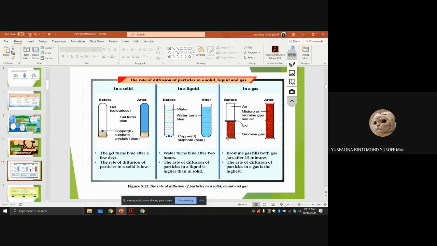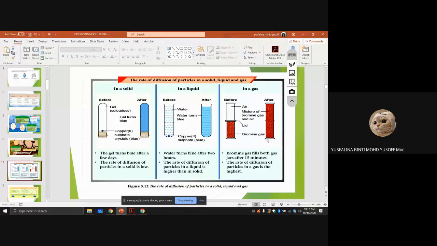Alright, so after a few days, for a solid, you can see the gel turn blue. But for liquid, it only takes about 2 hours, so the water becomes blue. But for the bromine gas, after 50 minutes, you can see the gas has already gone up here.